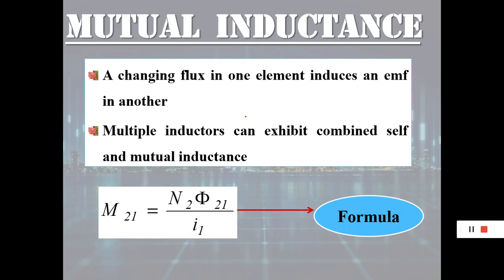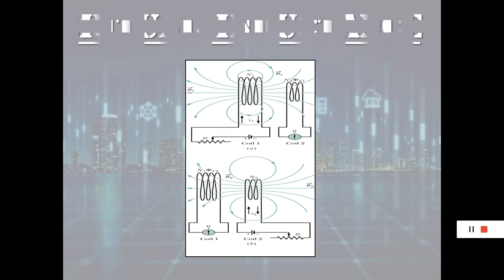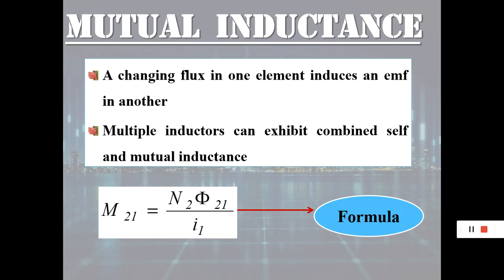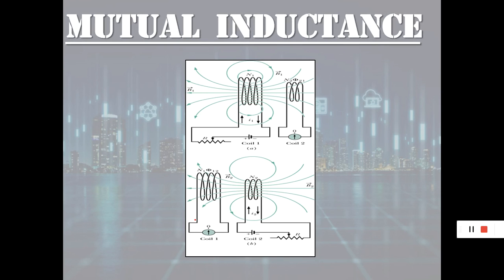So for mutual inductance, we have this formula: M = N flux over I. Changing flux in one element induces EMF in another. M is the mutual inductance, N is the number of coils, flux is in Weber, and I is the current in ampere. You can see that these are two coils.